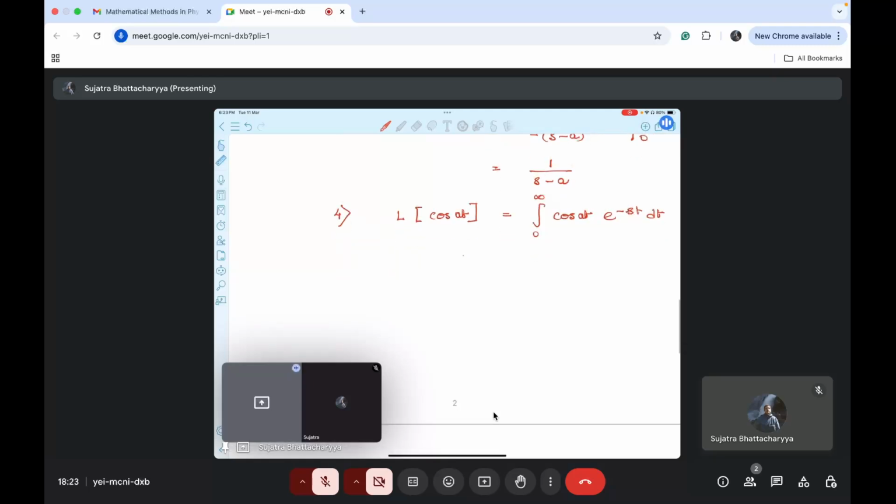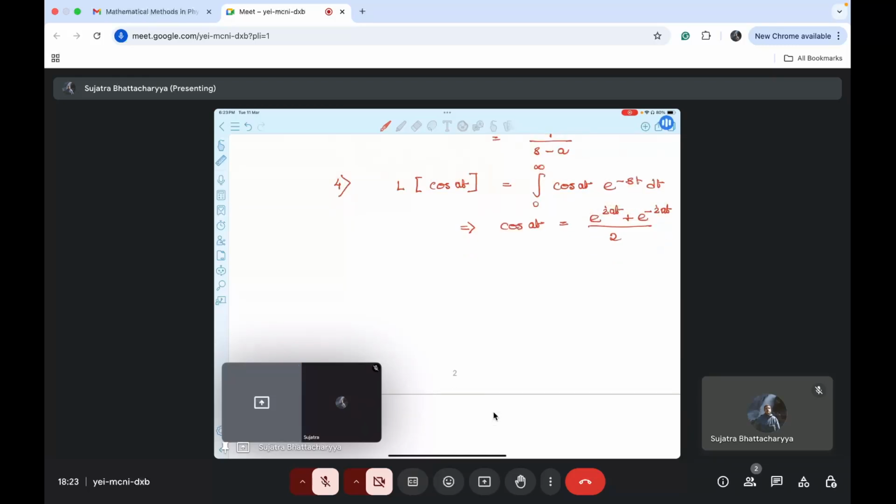Okay, so what will you do in this case? To simplify the integral, I know that cos at is nothing but e to the power iota at plus e to the power minus iota at, by 2. This is the definition of the cosine function, right? In terms of exponential to the power iota. So just put that: 0 to infinity, e to the power iota at plus e to the power minus iota at, divided by 2, into e to the power minus st dt.